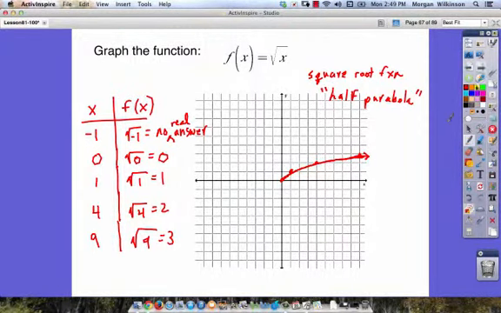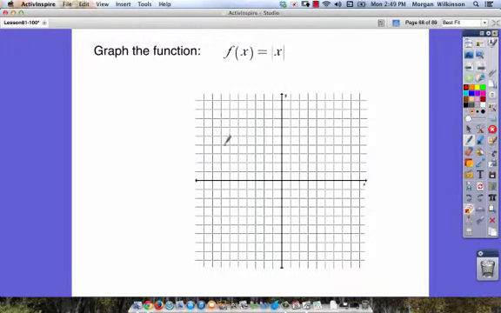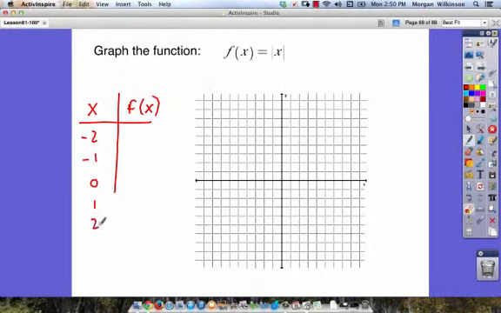Let's look at our last one. Our last one here is to graph the function f of x equals the absolute value of x. Well, absolute value means a positive version of the number. So we've got x, and we've got f of x. So let's say x is -2 all the way to +2.